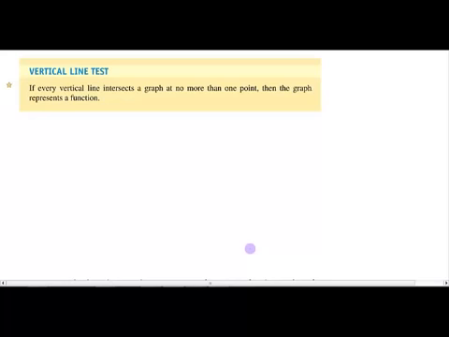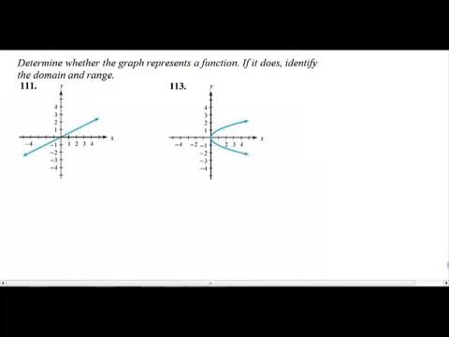Now we have something called the vertical line test that we use when we have graphs. If every vertical line intersects a graph at no more than 1 point, then the graph represents a function. So let's try this vertical line test on these. Let's determine whether the graph represents a function. If it does, then identify the domain and the range.